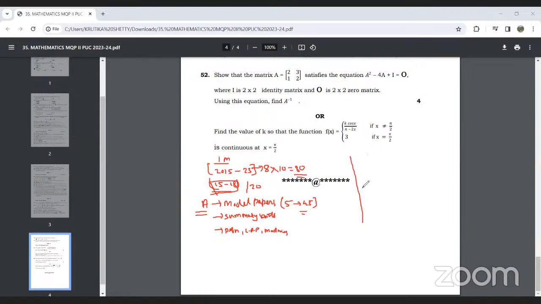Okay. Next, in part B and part C, try to prepare 6 plus 2. Okay, 6 questions you need to solve, but try to prepare 2 questions extra. And in part D also 4 questions you need to attempt, but again try to prepare 2 questions extra.